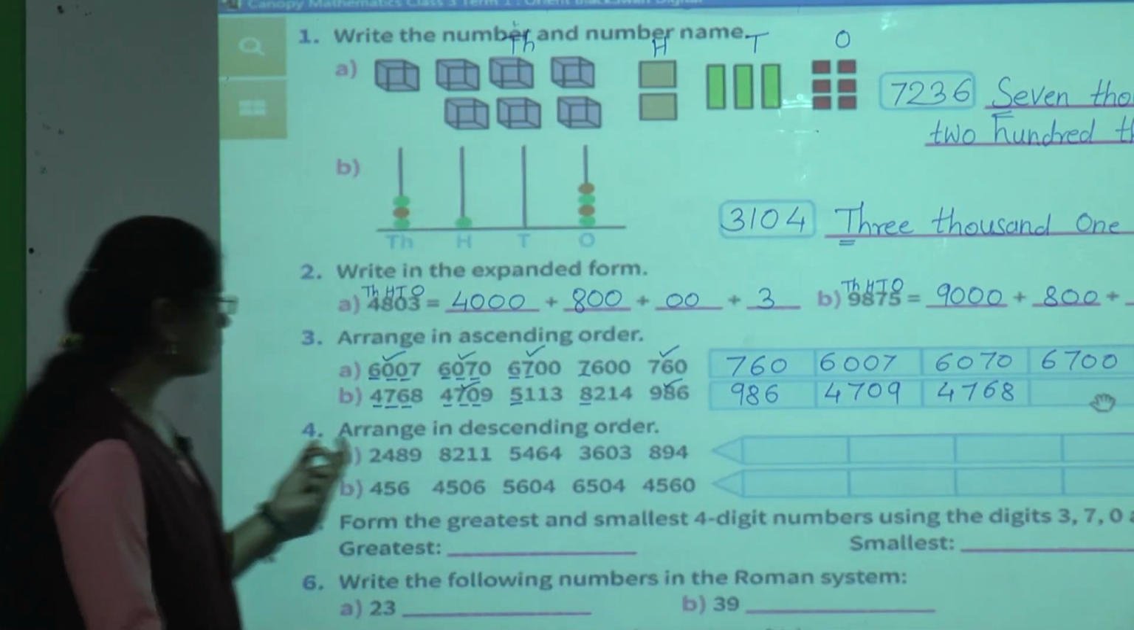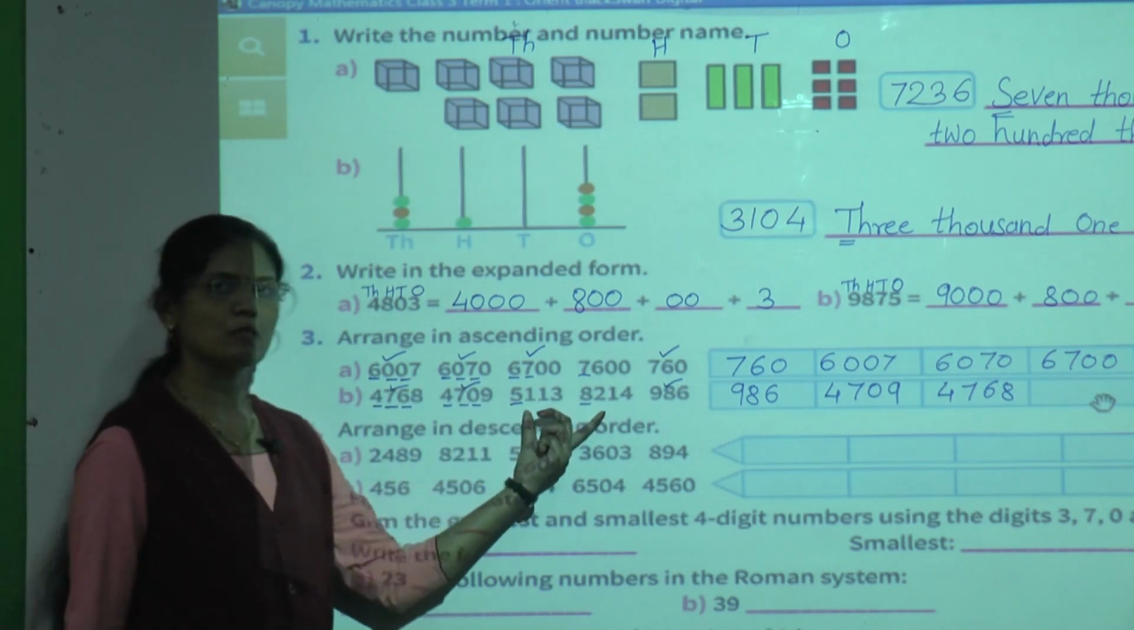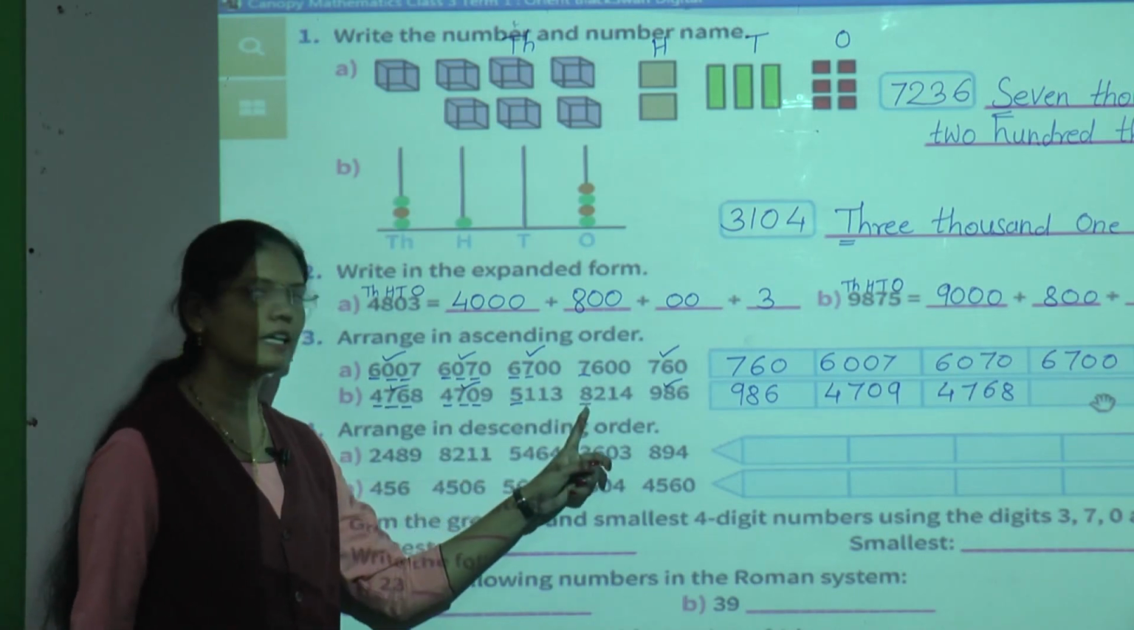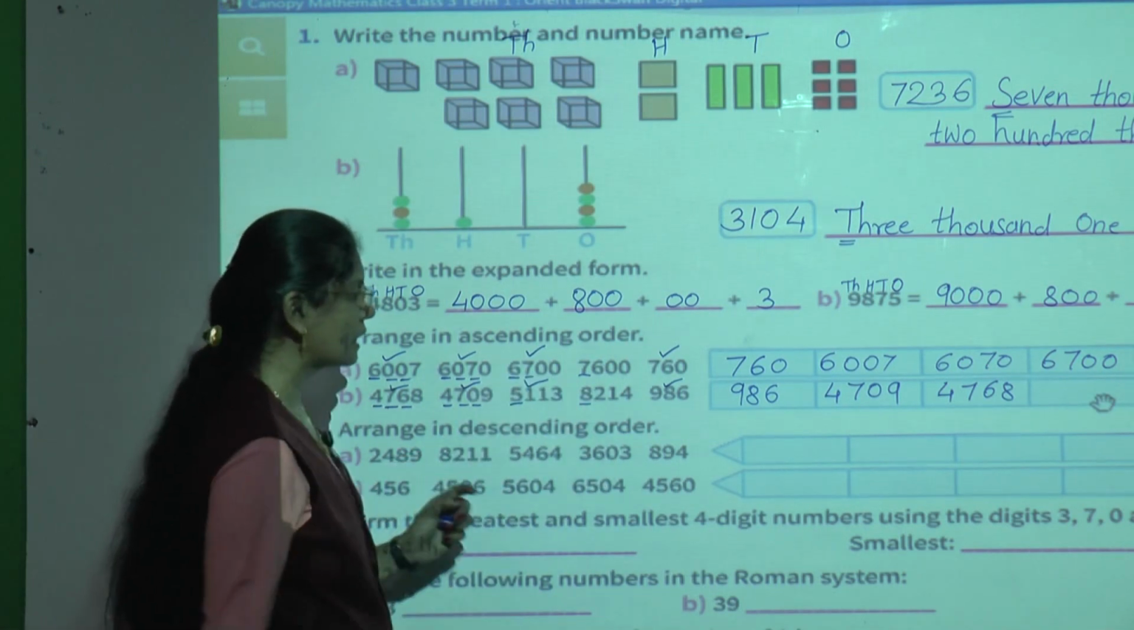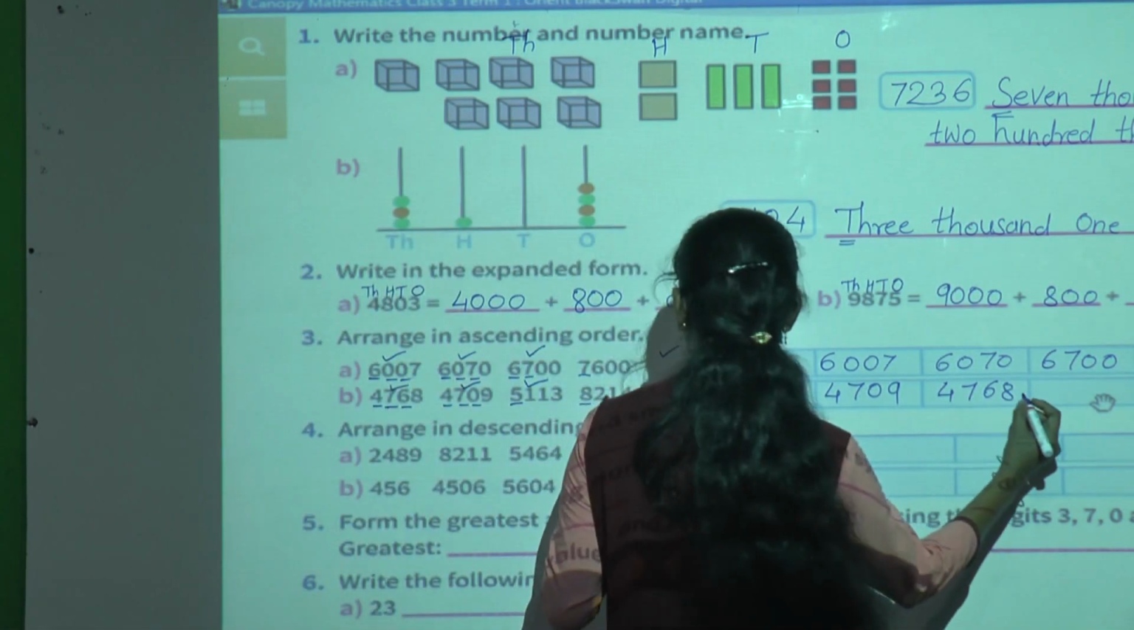Now which two numbers are remaining? These two numbers are remaining. Now see here 5 is there, here 8 is there. 5 is smaller than 8. So 5113 is smaller than 8214.